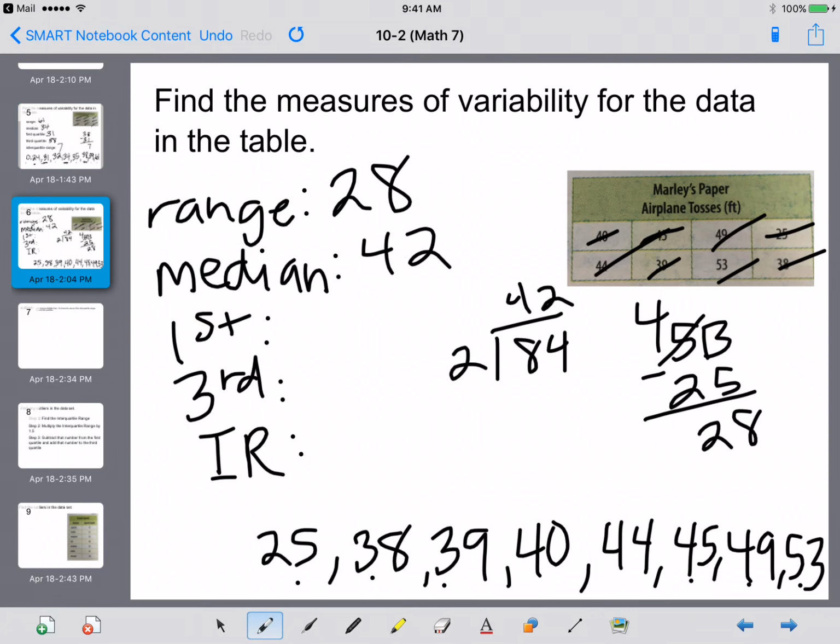So in this set of data, we're not given things exactly perfect. We're having to figure out things on our own.